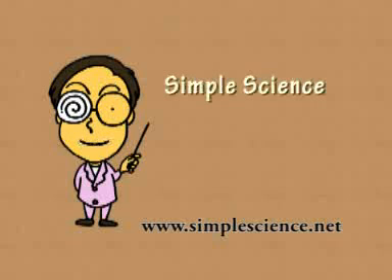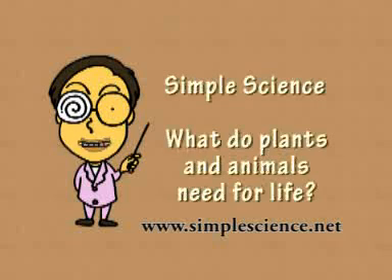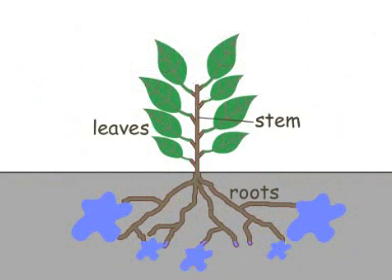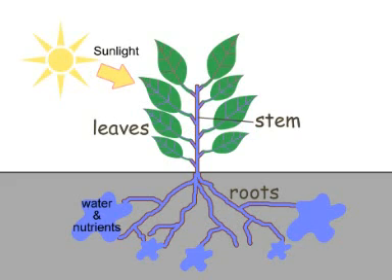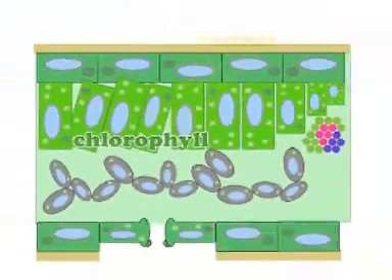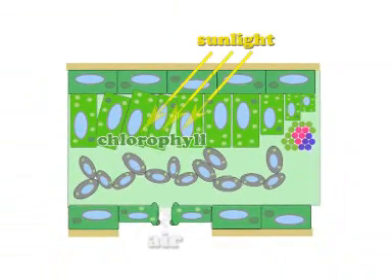Simple science. What do plants and animals need for life? A plant has roots, a stem, and leaves. The roots absorb water and nutrients, while the stem holds the leaves up to the sunlight. The leaves contain chlorophyll to capture sunlight and tiny holes to absorb air.